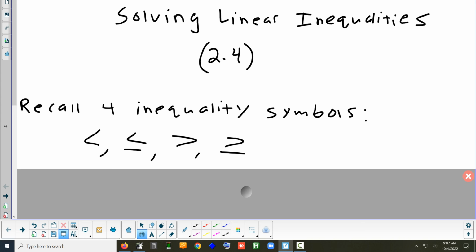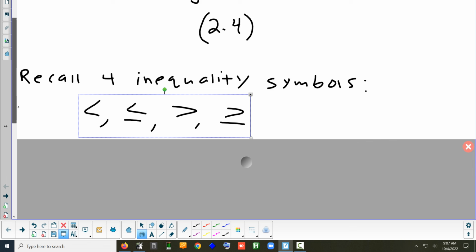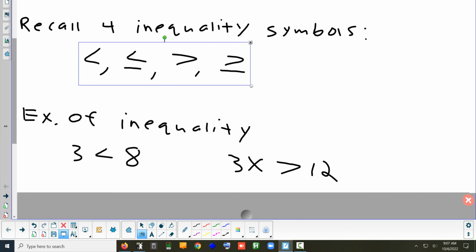Quinn, can you tell me what that first one is? Greater than? Nope, that's a less than. So less than. Manny, this one? Less than or equal to. Caleb, how about this one? Greater than. And of course, when you put the line under it, greater than or equal to. Okay, so those are your 4 inequality symbols.